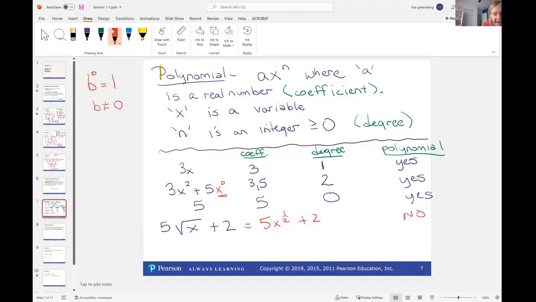But if I have the square root of 5 times x plus 2, that is a polynomial, because the square root of 5 is a real number and x is to the 1st power. So I would have my coefficient as the square root of 5, and my degree is again 1, and this is a polynomial. Okay, so I think that explains what a polynomial is.